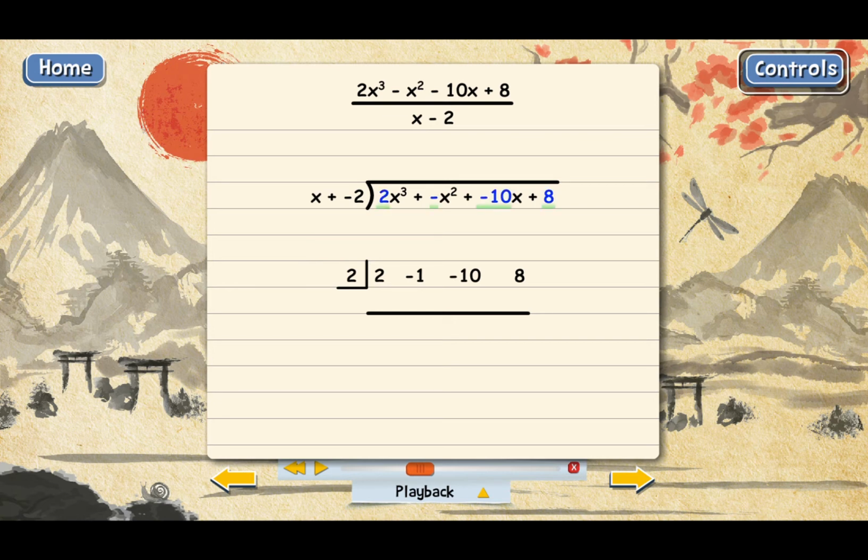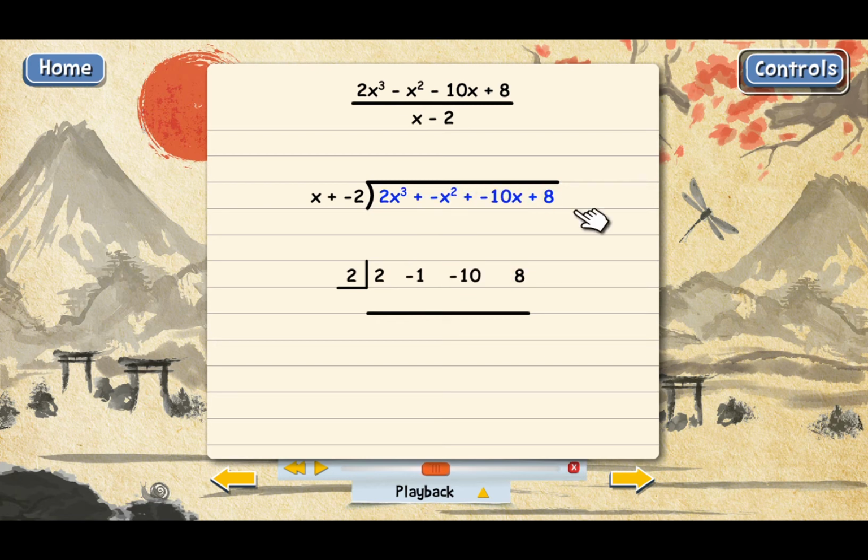And then you take the coefficients of the dividend of the polynomial that you're dividing. It's extremely important that these be in the right order. They need to be in descending order according to degree. See, this is the coefficient for the x cubed term. And then the coefficient of the squared term, negative 1, is here. The coefficient of the x term, negative 10, is here. And then the constant is right here.